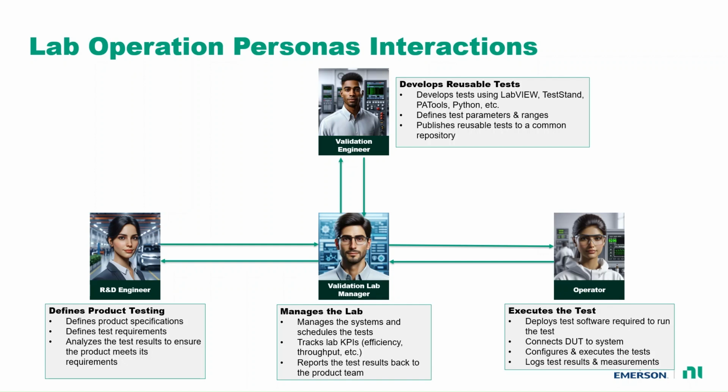Let's now quickly recap the different user personas involved in lab operations. On the left, you see the R&D engineer or a product engineer who defines the specifications of the device, defines the different test requirements for the device to be validated. On the top, we have the validation engineer who's responsible for developing the test programs, defining the test parameters based on the requirements provided by the product engineer.